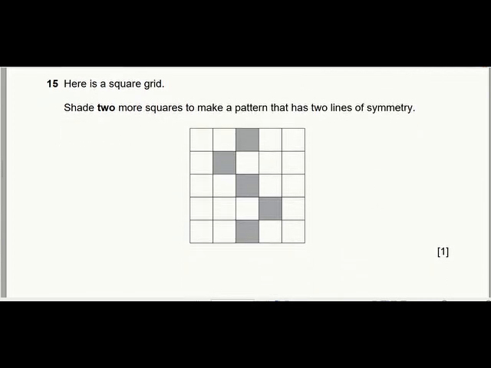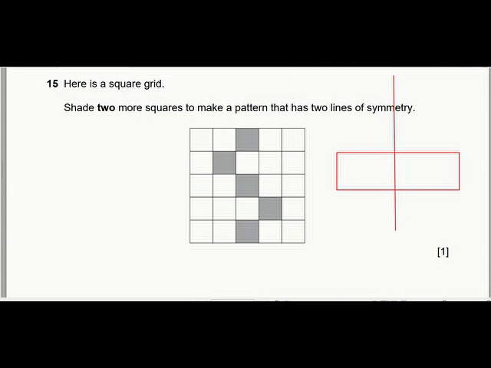Then, here is a square grid. Shade 2 more squares to make a pattern that has 2 lines of symmetry. Kids, remember, a line of symmetry is that line which cuts an object and it is congruent on the left and right, let's say, on the 2 sides of that line.